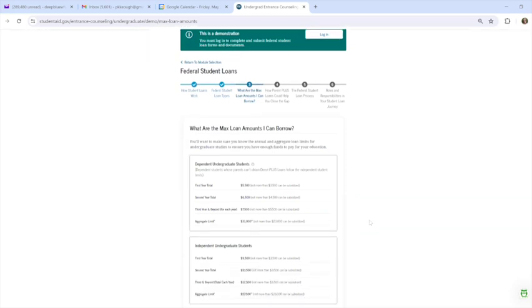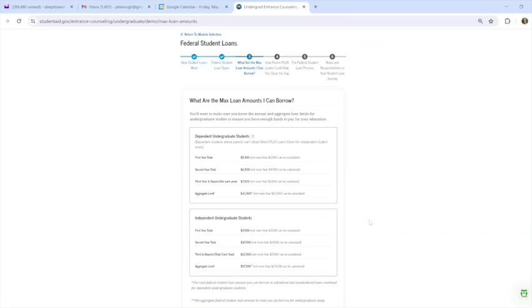Now they're going to go over the maximum loan amounts that you can get with these federal direct loans. If you're a dependent student, which is the majority of students, here are your totals, okay? 5,500 freshman year, 6,500 sophomore year, and 7,500 each year, junior and senior year. And there are some situations where a student can get up to 31,000.